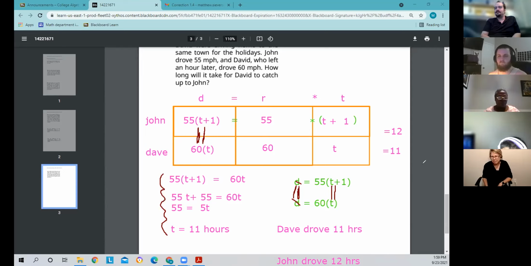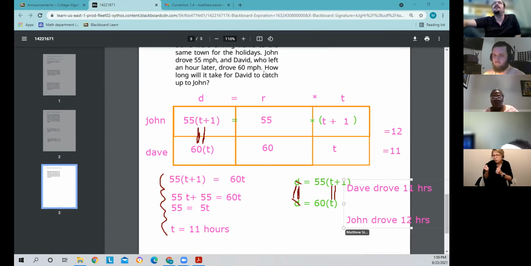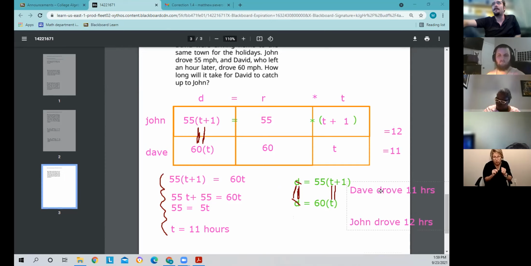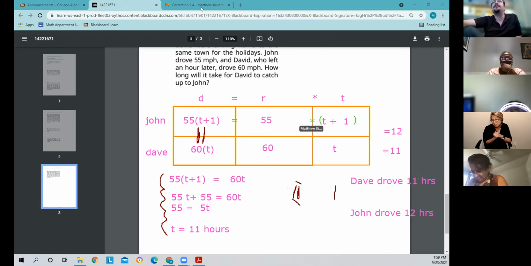Please, teacher, what's the answer here? Is it x equals 2? Oh, it's not this one. Is it 12 hours? John drove for 12 hours. Dave drove for 11. I believe they're asking how long it will take David to catch up to John? I believe it's 11 hours that they're looking for, which was David's time. It took him 11 hours to catch up because he drove for 11 hours. John drove for 12, right? So John was on there an hour before, right?